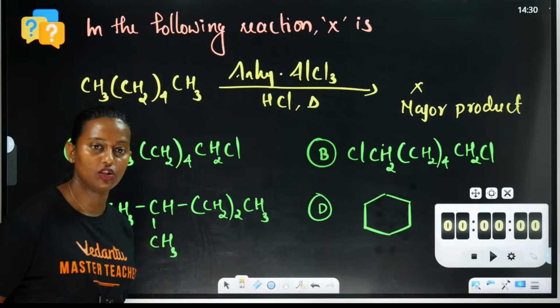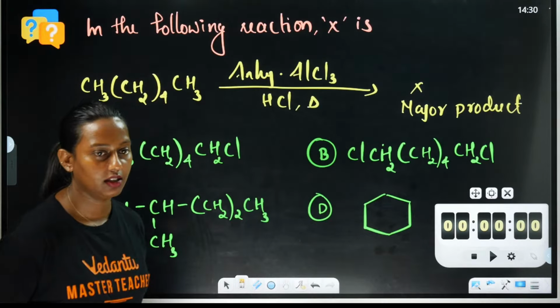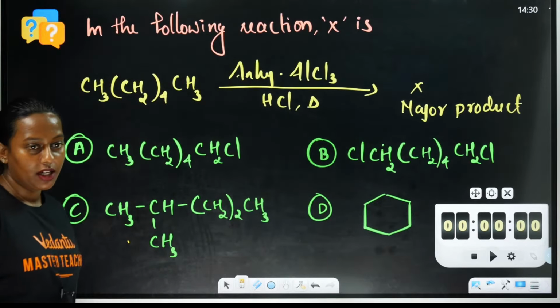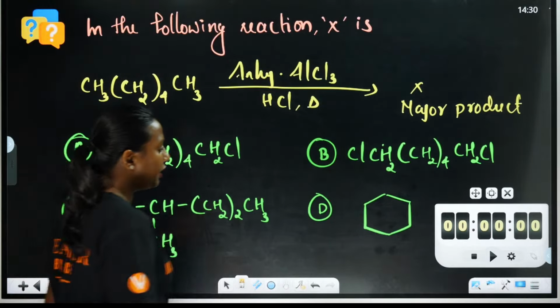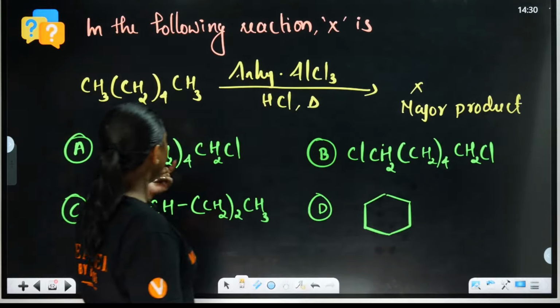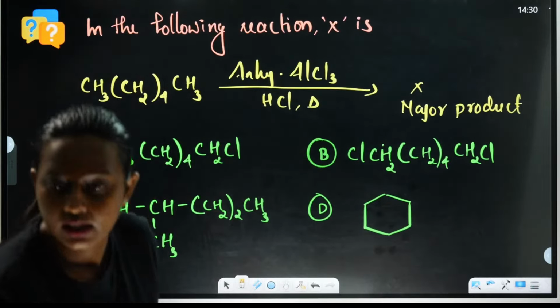Where is the branch in option A? Pramika, where is the branch in option A? C, yes, time up. The correct answer comes as C.